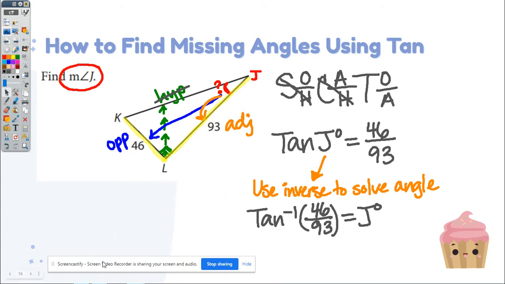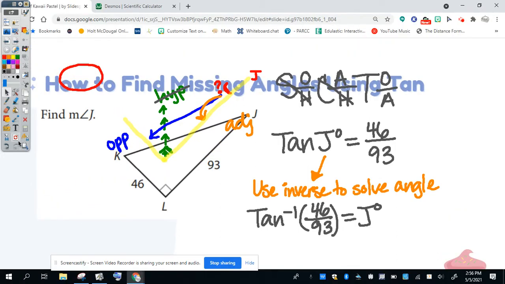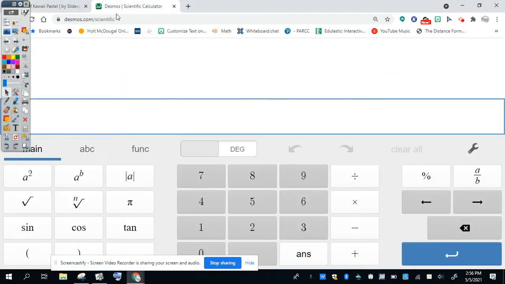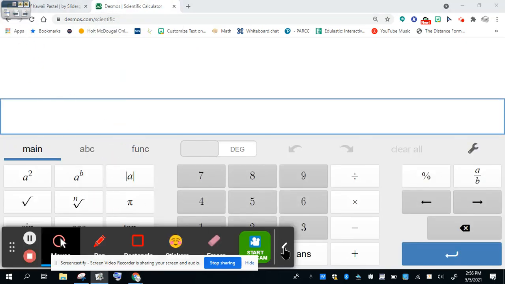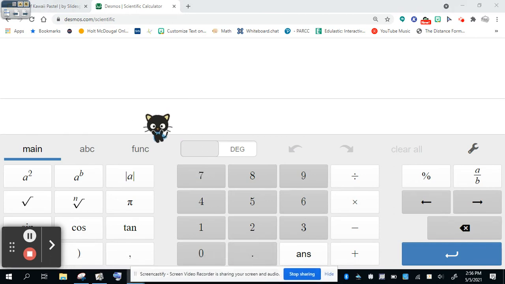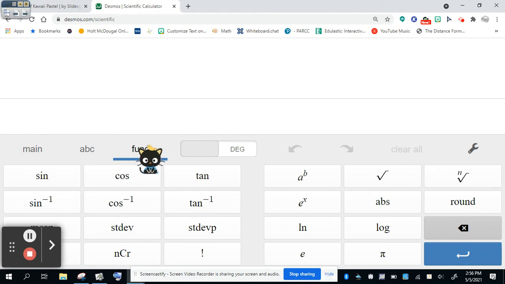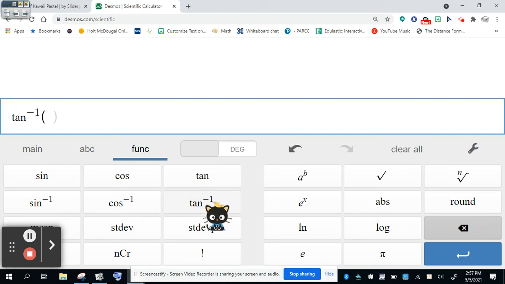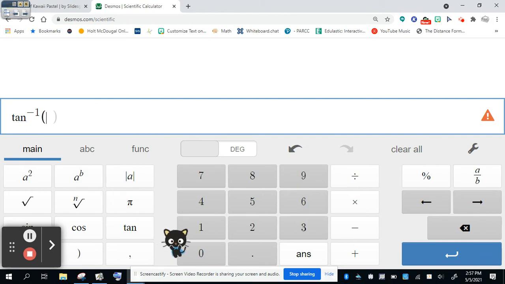I'm going to exit out. And I'm going to go to Desmos Scientific Calculator. If you do not have this, then you can always just Google Desmos Scientific Calculator, because if you just use Desmos, it's going to show you the graphing calculator. So what do you do first? You hit function, because now you'll see sine inverse, cosine inverse, tan inverse. This is the one we're using today. Then you can go back to main, and you'll see the one that you started with.